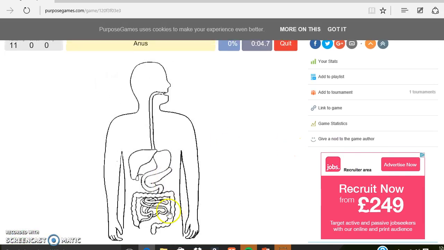First we have the anus, which is here. Anus is where the feces are excreted out of the body. Pancreas is here. The pancreas produces digestive enzymes, and the gallbladder is this little one here, where bile is stored. The large intestine is this one here, where water is reabsorbed and feces are stored, then moved into the rectum.